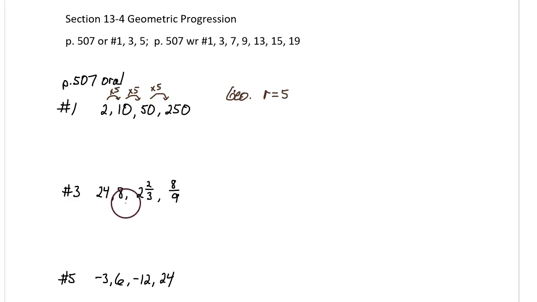Number 3, what's happening from term to term? Well, it doesn't look like it's adding or subtracting the same amount each time. So let's see if there is a common ratio. From 24 to 8, you would multiply by 1/3. From 8 to 2 2/3, you would multiply by 1/3. And 2 2/3, which is the same thing as 8/3, could be times by 1/3 to make 8/9. So this is geometric. And the value of r is 1/3.